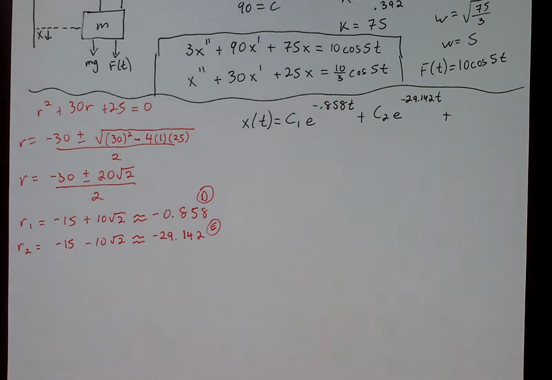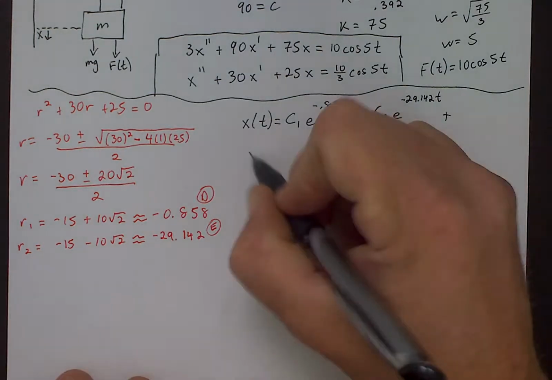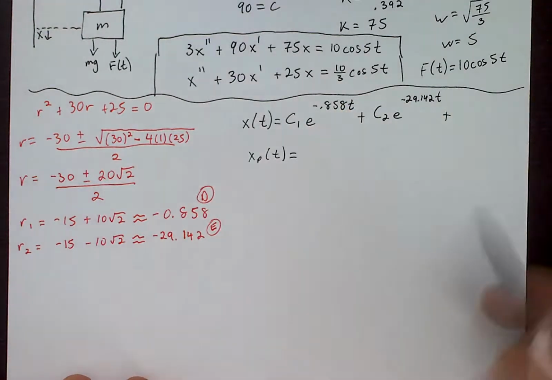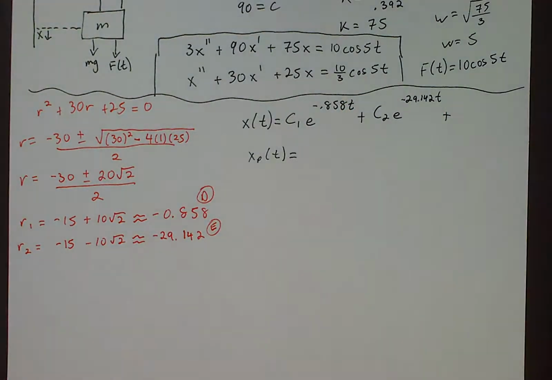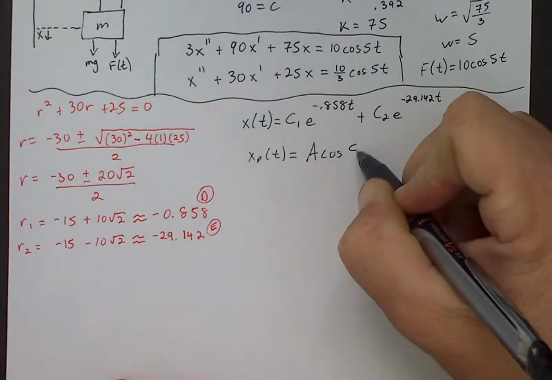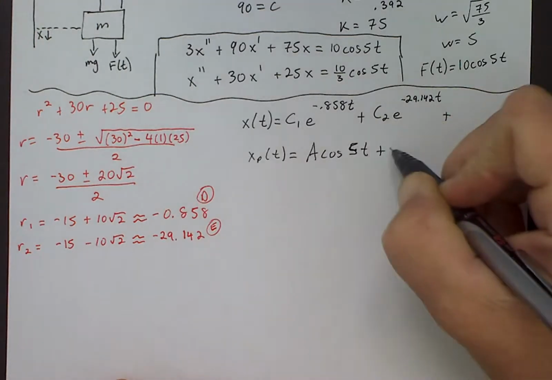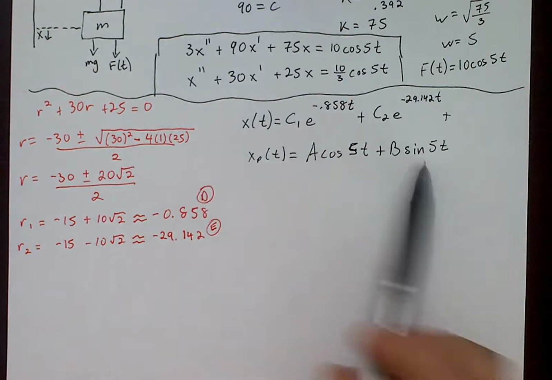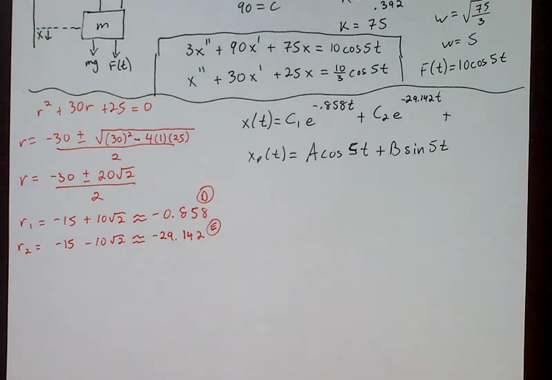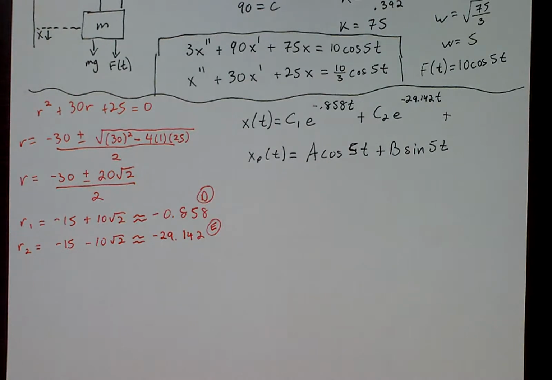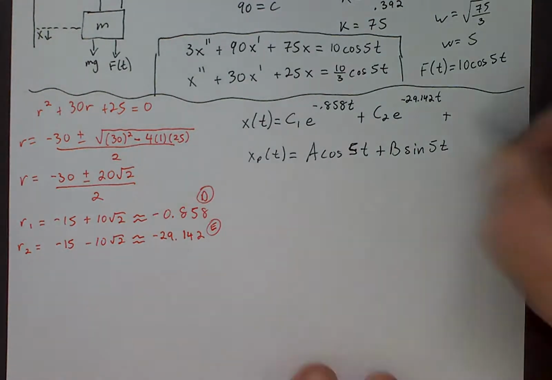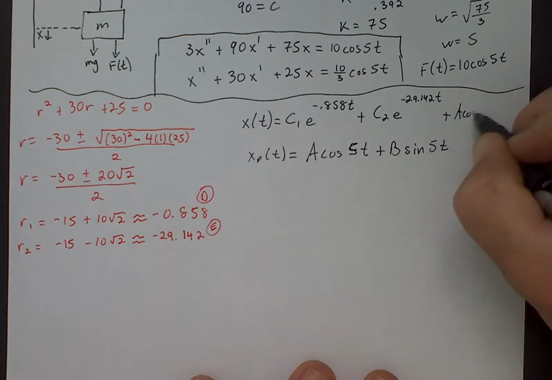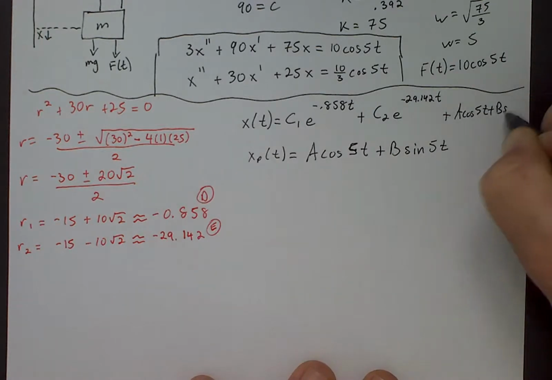I don't know why I called it yp of t, it's xp of t. So I'm just going to write a little note down here, xp of t, and then I'll write that up here again. We know it's 10/3 cosine 5t, so a cosine 5t plus b sine 5t. Is this unique from the xc of t? And it is, so I don't need to redefine it as anything. This is my xp of t: a cosine 5t plus b sine 5t.